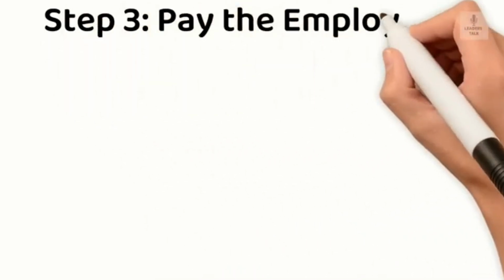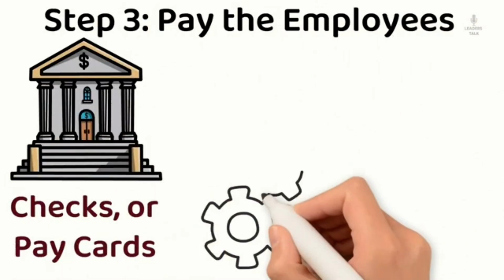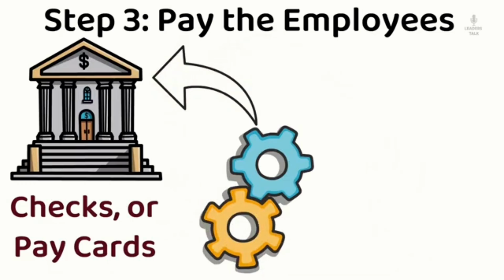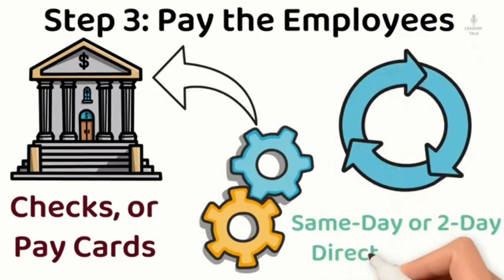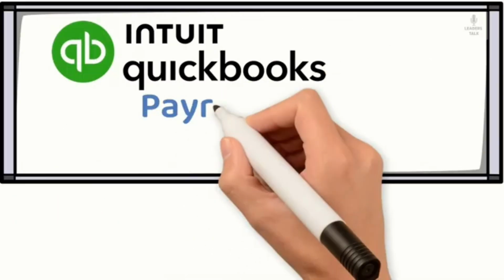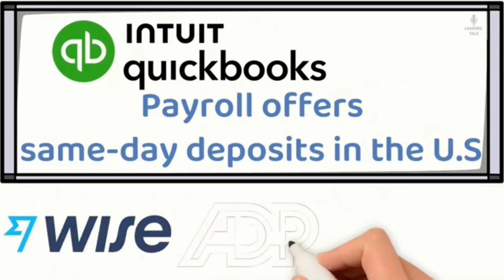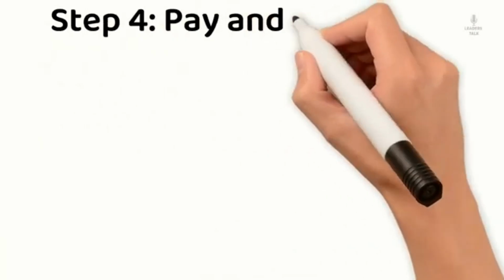Step 3, pay the employees. Use direct deposit, checks, or pay cards. Payroll platforms automate this with bank integration. Most modern systems allow auto-pay, same-day or 2-day direct deposits, and notifications for employees. For example, QuickBooks Payroll offers same-day deposits in the U.S. Tools: Wise Business, Global Payment, ADP, Payoneer.